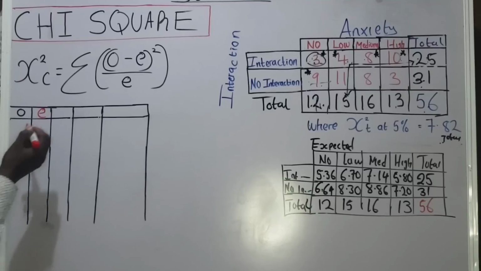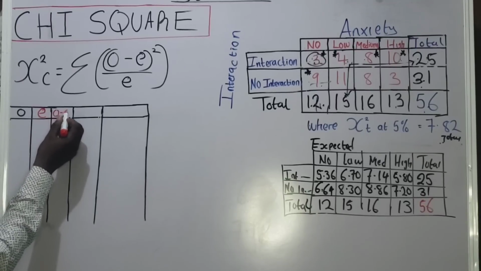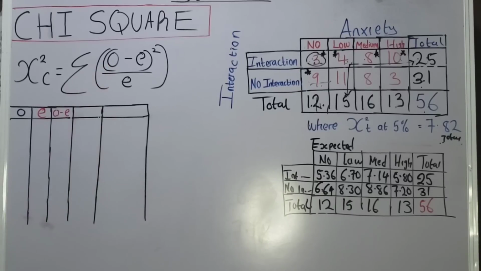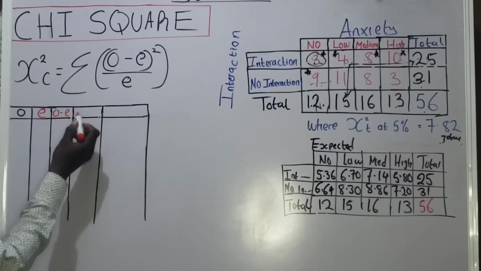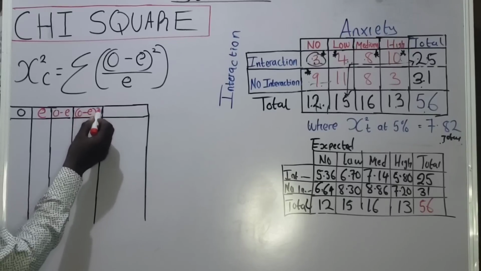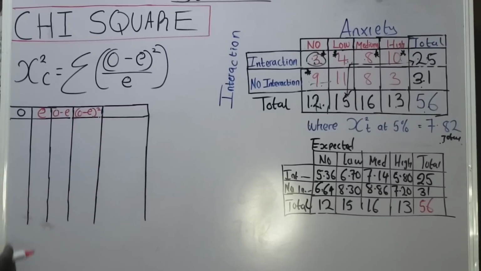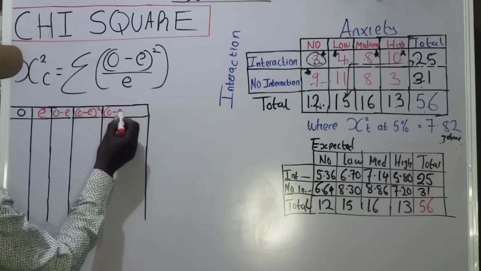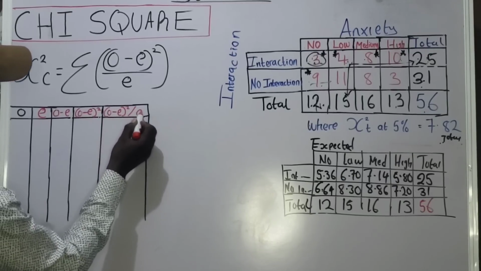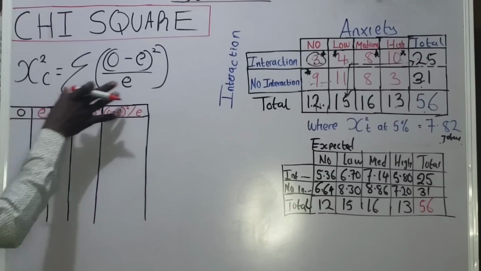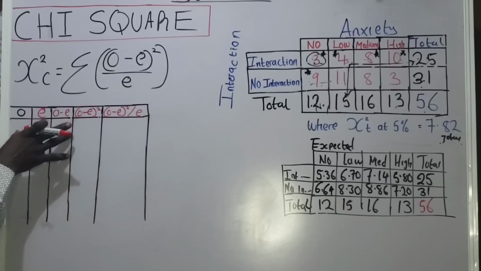The next column will be observed minus expected, because from the formula, I need the difference between the expected and the observed. The next column will be observed minus expected squared, because I need the square of the differences. And the next column will be observed minus expected squared all over expected. What I have in this formula is what I put on the table.